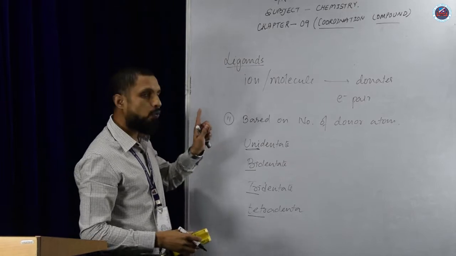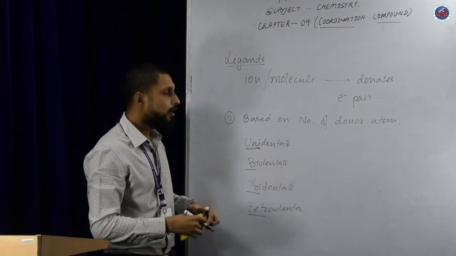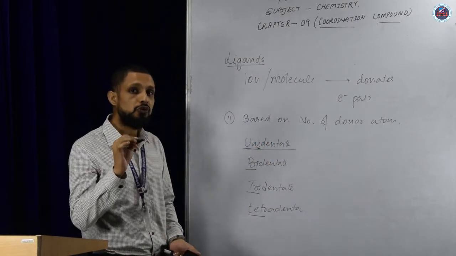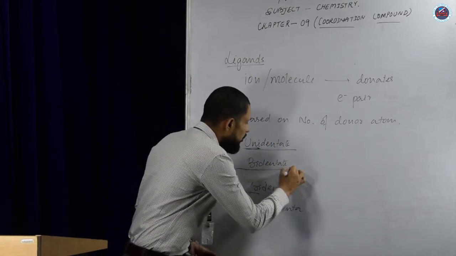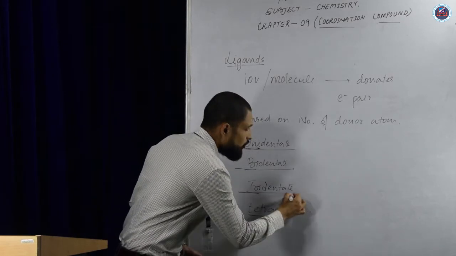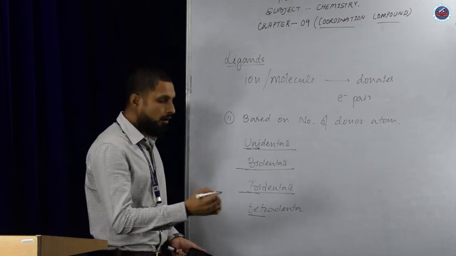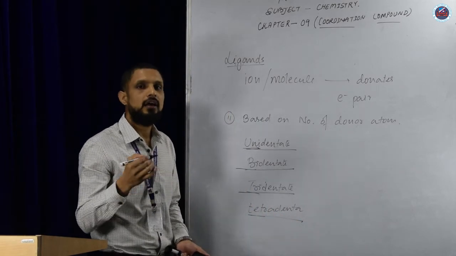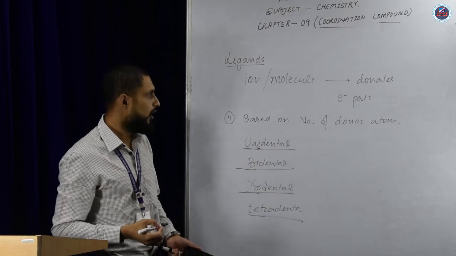That means if you have one donor atom in the ligand, it is known as unidentate. If there are 2 donor atoms, the ligand is known as bidentate. If there are 3 donor atoms, it is known as tridentate. If there are 4, tetradentate. 5, pentadentate. 6, hexadentate. Let us see example.